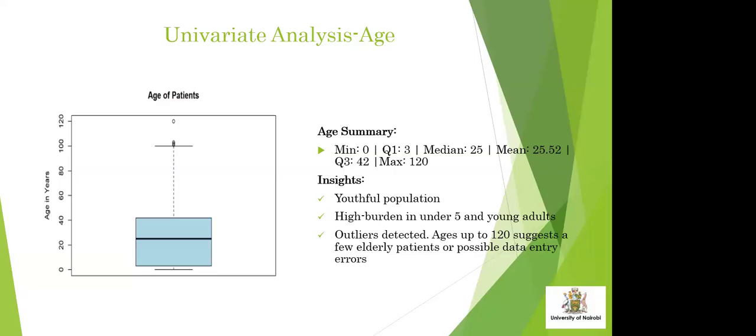The outliers detected above 100 years, you can see ages up to 120, suggest few elderly patients or possibly data entry errors. So the minimum was 0, then the median is about 25 years old. The first quartile you can see is 3, then the third quartile is about 42 years old, then the maximum is 120 years.